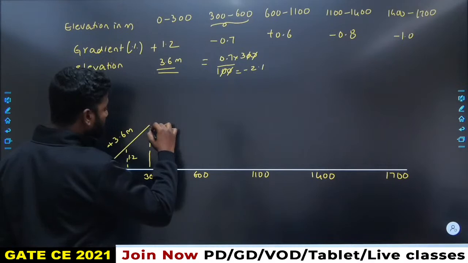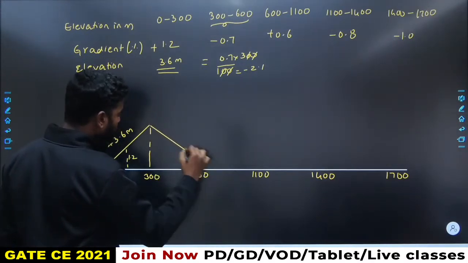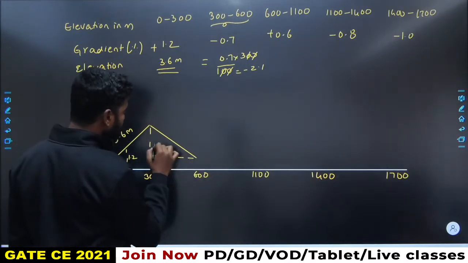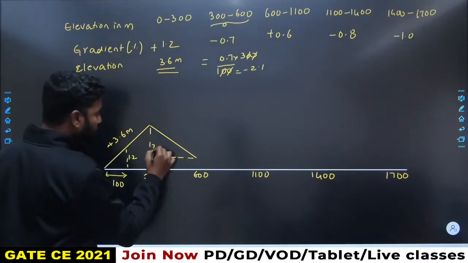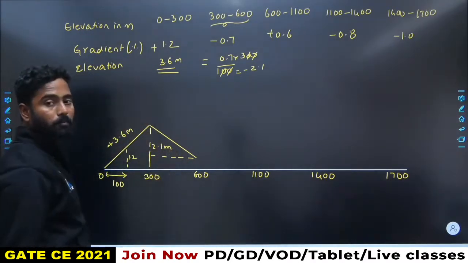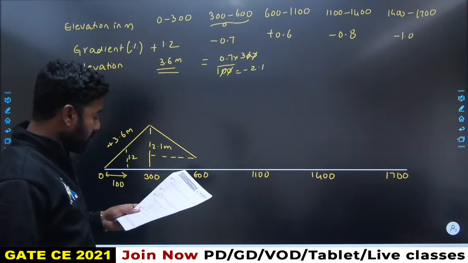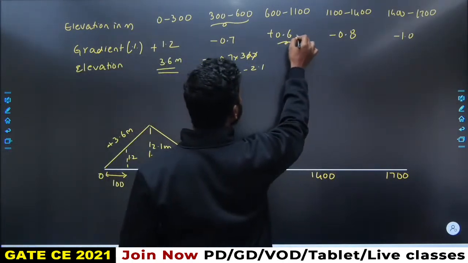This is minus 2.1 meters. Okay, so there is a fall of 2.1. This is 3.6 and this fall is 2.1 meters. Fine. This fall is 2.1 meters. Next one is from 600 to 1100, it is 0.6.